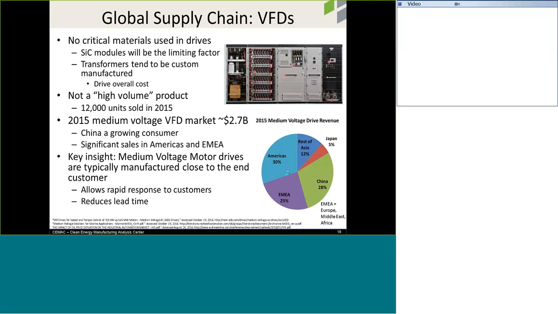While drives are not a high volume market, only 12,000 units were sold in 2015, it is a high value market, and it was about $2.7 billion. So those 12,000 units represented a $2.7 billion market in 2015. China is the most rapid growing consumer of variable frequency drives, although there are significant sales in America and EMEA. As I mentioned before, the key insight is the drives are typically manufactured closer to the end customer. It reduces your lead time and it allows rapid response to customer needs.